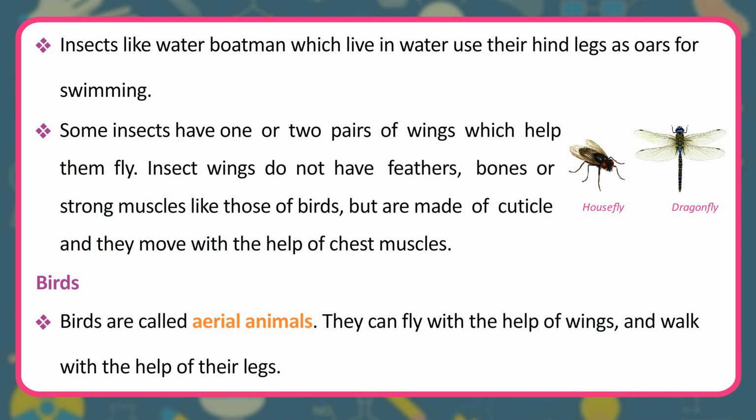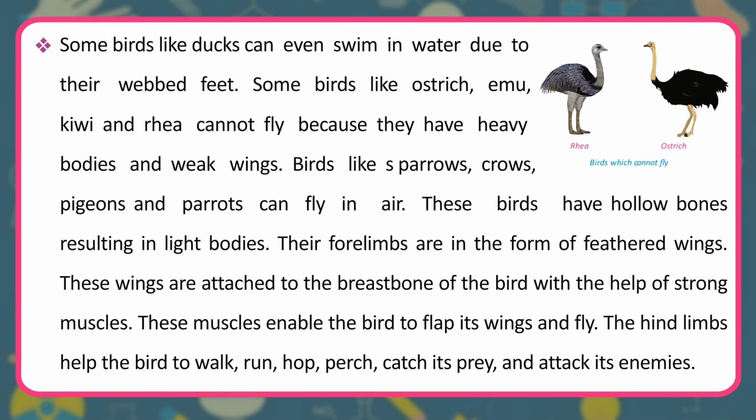Birds. Birds are called aerial animals. They can fly with the help of wings, and walk with the help of their legs. Some birds like ducks can even swim in water due to their webbed feet. Some birds like ostrich, emu, kiwi and rhea cannot fly because they have heavy bodies and weak wings.